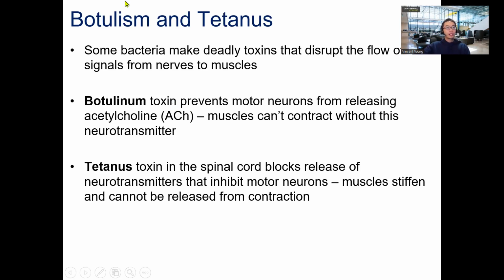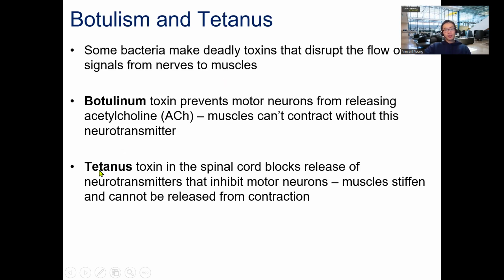But at high dose, the botulinum toxin is lethal because it prevents motor neurons from releasing acetylcholine. So without the acetylcholine, nothing moves, and you become paralyzed. And again, depending on what muscle is affected, the outcome could be lethal. If the motor neuron cannot communicate with the breathing muscle, then you can't breathe and you die.